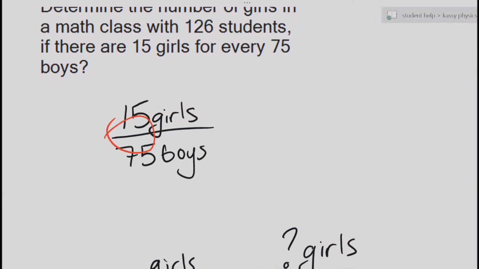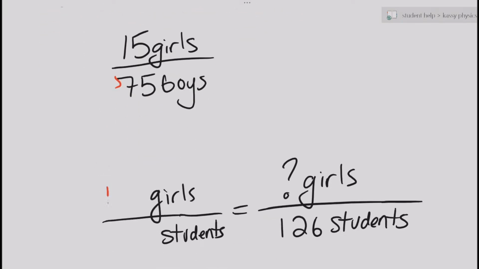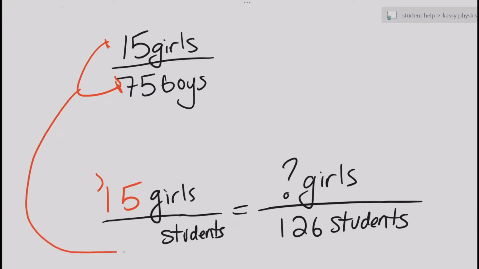Well, thing is this. If there's 15 girls for every 75 boys, then that's 15 girls for every how many students? Well, the girls are students and the boys are students. So what number goes here? Well, 15 and 75. And when you add 15 to 75, you get 90.